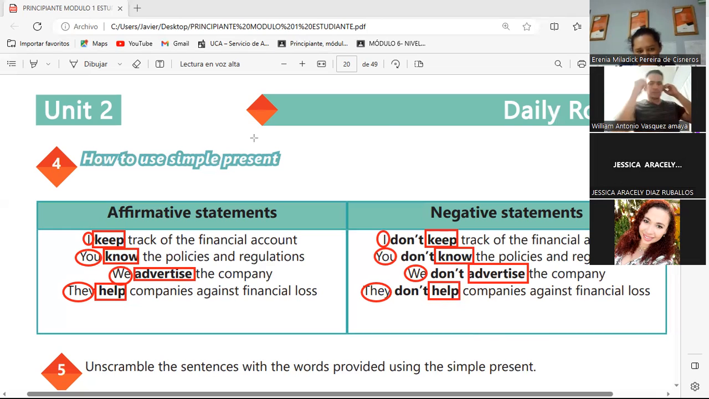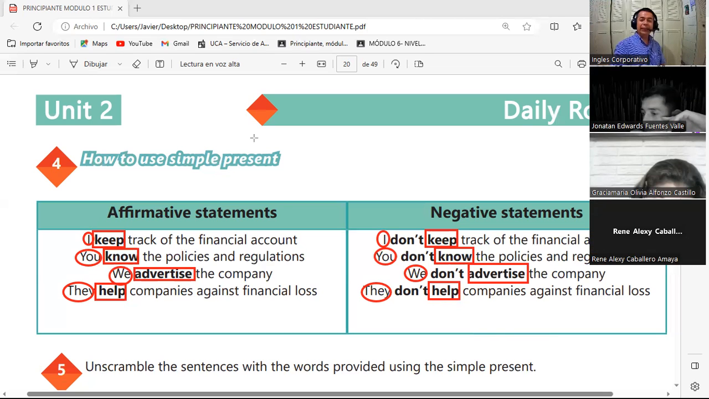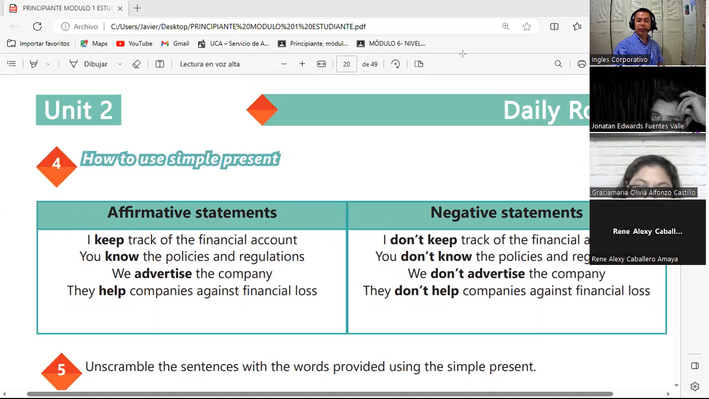But in negative, eso aprendimos ayer, right? In negative, we also use the auxiliary. Look. In this case, it is do, right? Do. Plus not, contracted, contraction, don't. Don't, right? Okay, algo apiñado ahí, pero, you know, okay. Good. So this is the form of the affirmative and negative, right? Esto lo vimos ayer. Me imagino que ya lo hicieron algunos en la plataforma.